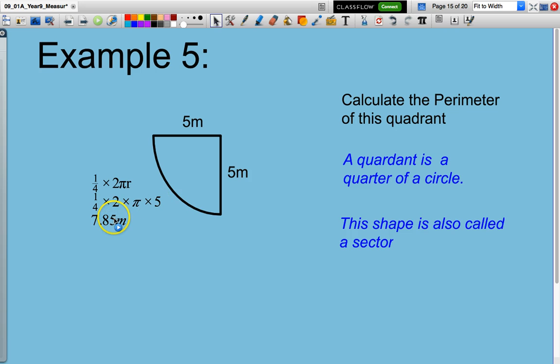7.85 meters. And what I need to do is add up each part of this figure, the distance that I need to travel to get around this figure. 5 plus the 5 plus the 7.85. And there you have it, my answer, 17.85.